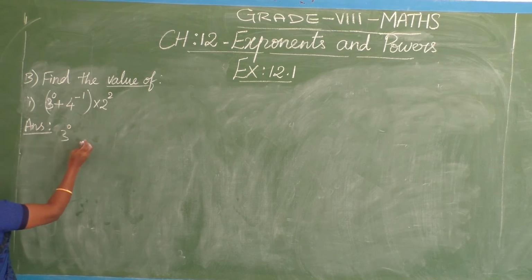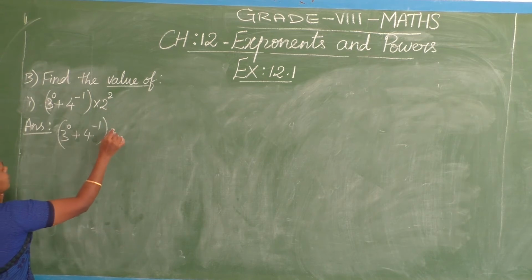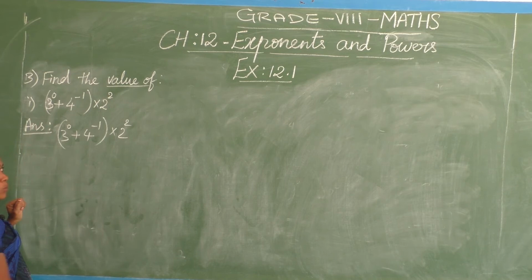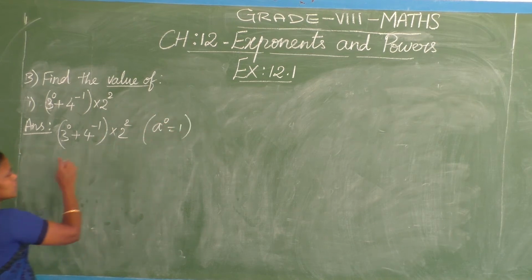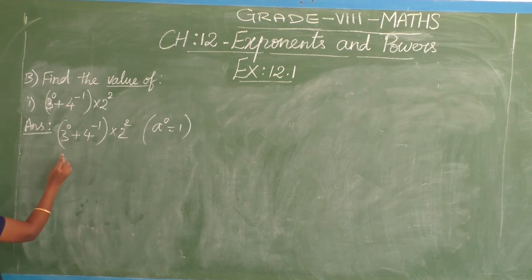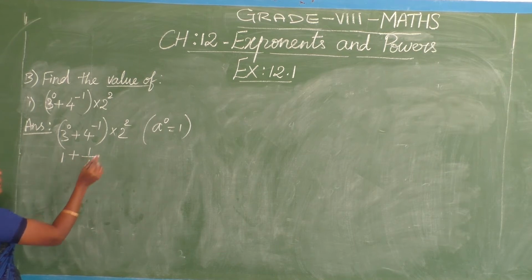See 3 power 0 plus 4 power minus 1. 3 power 0, what is that value? Already last class we have seen, no, anything power 0 becomes 1. So using that formula, a power 0 equal to 1. Using that law, I can write here 3 power 0 as 1 plus 4 power minus 1, negative exponent, can be written this term as 1 by 4 plus 1.